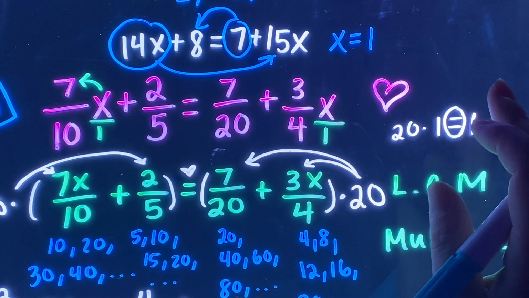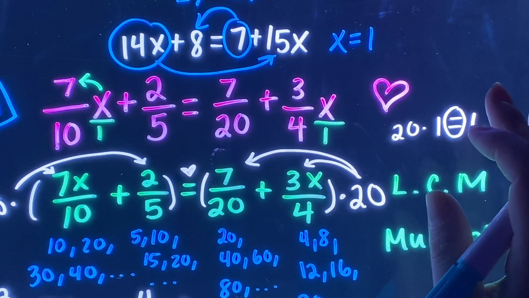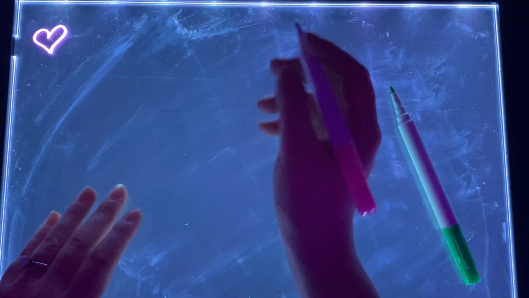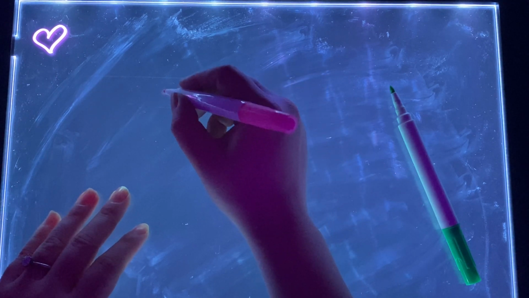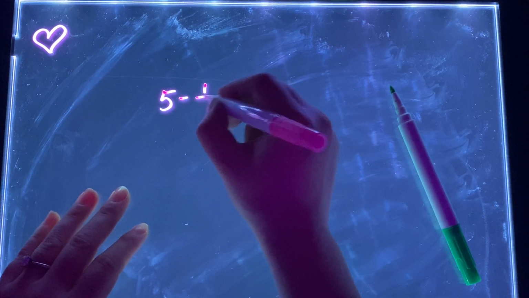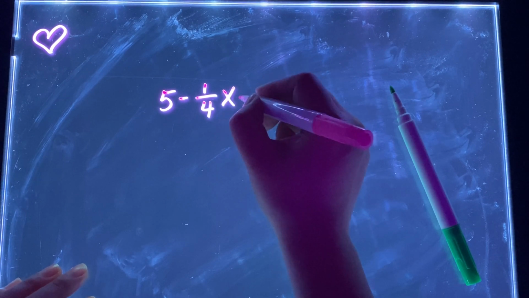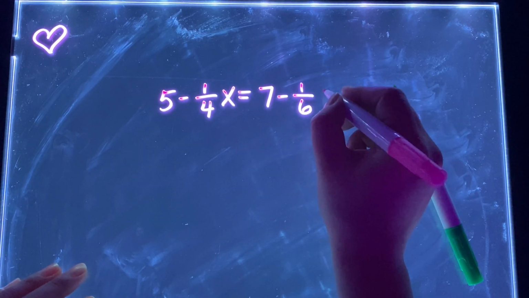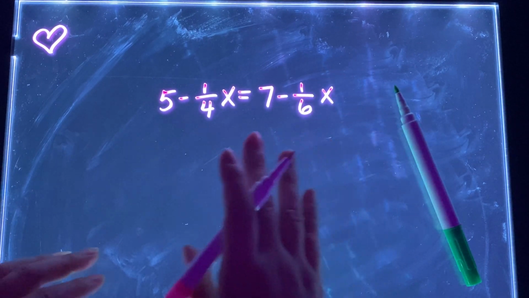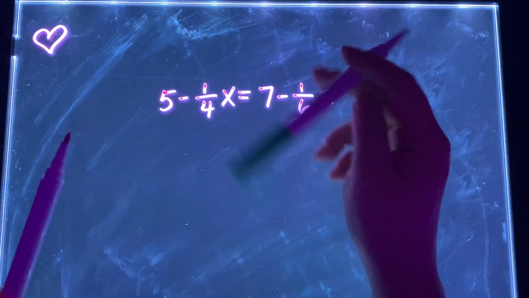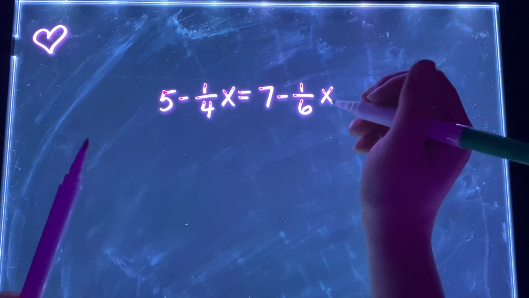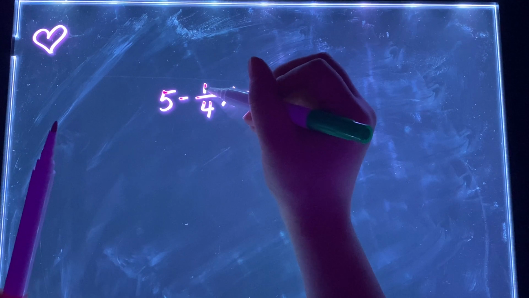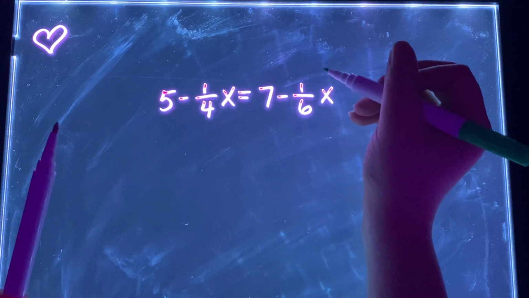Let's look at a couple more, but do them kind of quickly without all of the explanation. Okay, so now let's try 5 minus 1/4 x equals 7 minus 1/6 x. Okay, so again, we can do the x over 1 notation. Remember, x kind of belongs up here, x belongs up here.